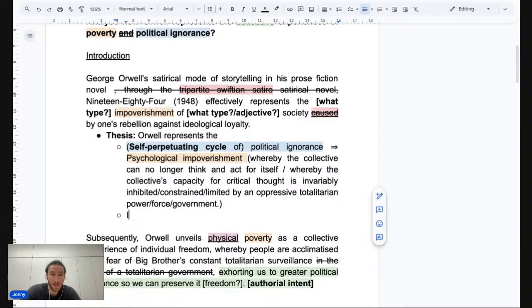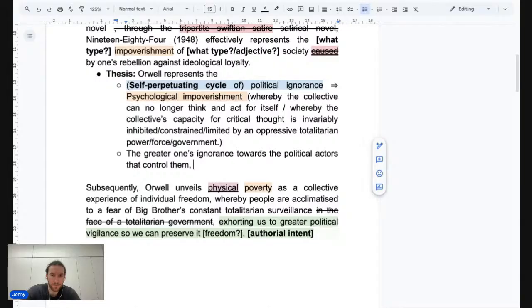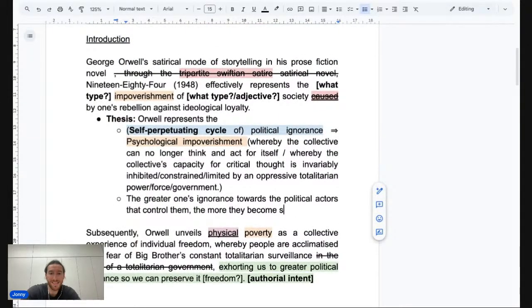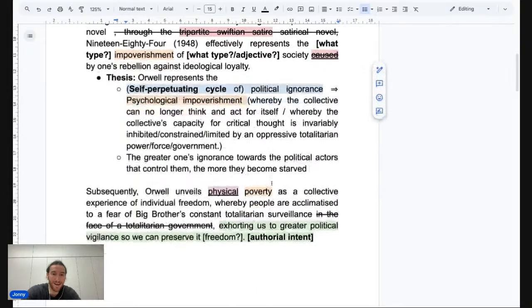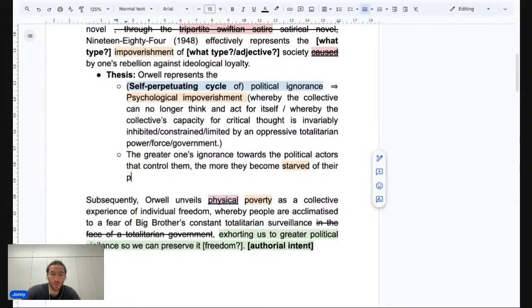The greater one's ignorance towards the political actors or institutions that control them, the more they become starved, impoverished. I'm using starved because of that impoverished or poverty word. It's good to use words that tie in with the key terms where you can. The more they become starved of their intellectual and psychological, probably covers it, but you could say psychological and social freedom. There's lots of terms you could do. You could just do the one. I like the one for impact, especially early on.